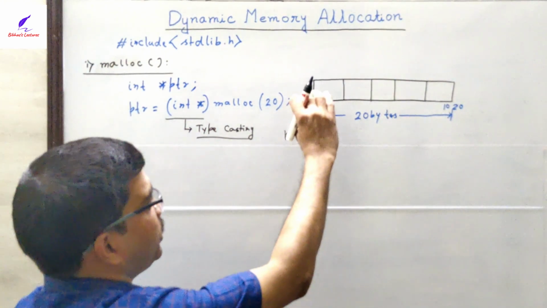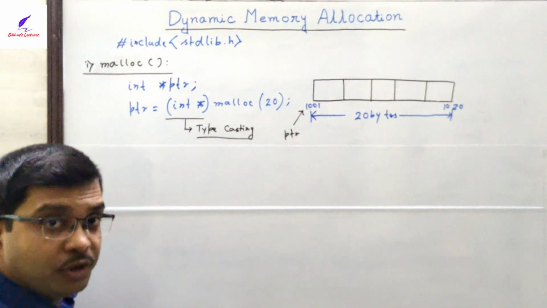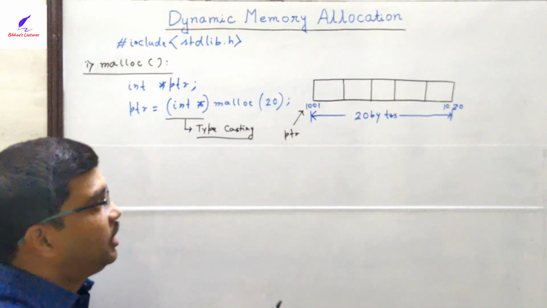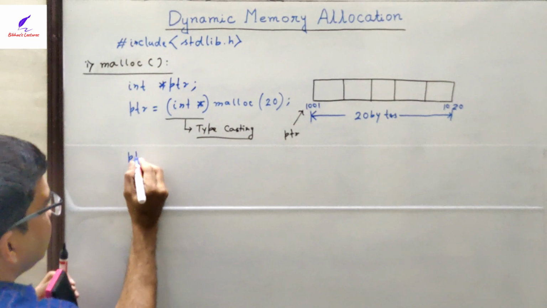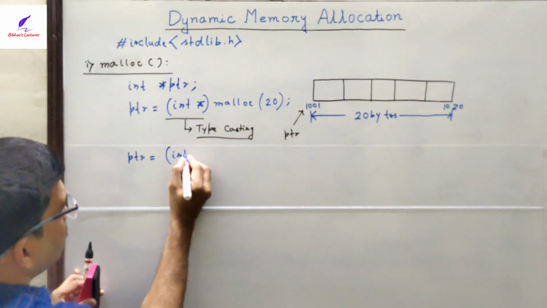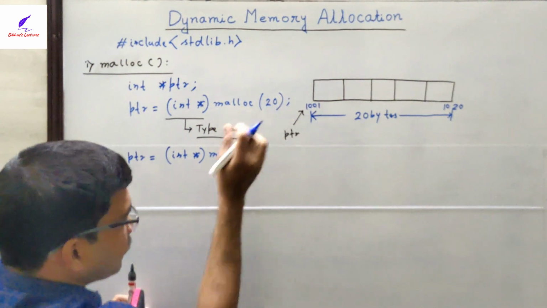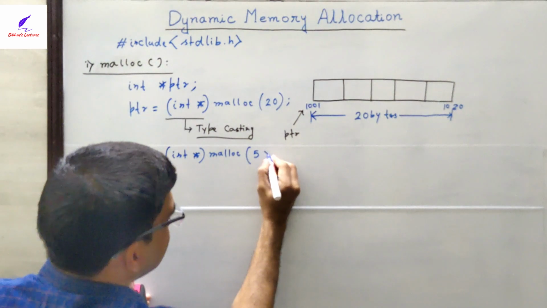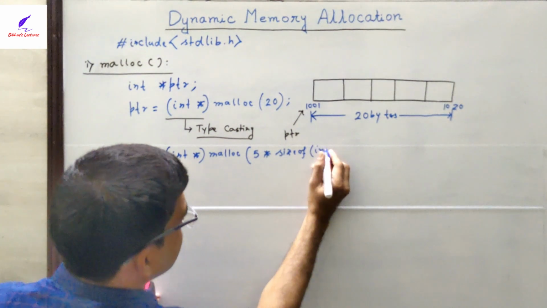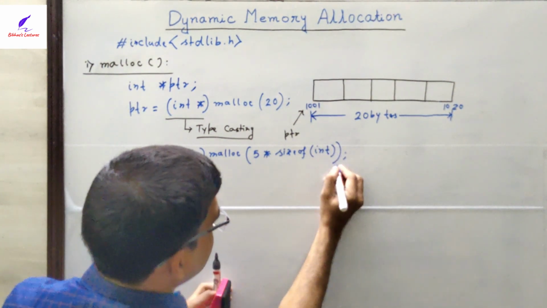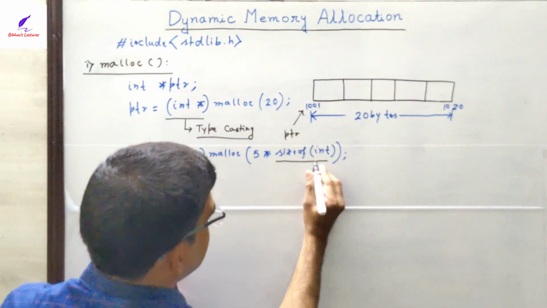So the malloc function will allocate memory in a single block. Now here the 20 bytes have been reserved for what purpose? To allocate memory for 5 integers. We can also mention this 20 bytes like this: ptr equals int star, then we call the malloc function, but instead of writing 20, we write 5 multiplied by sizeof(int). Now what is the size of an integer? The size of an integer is 4.